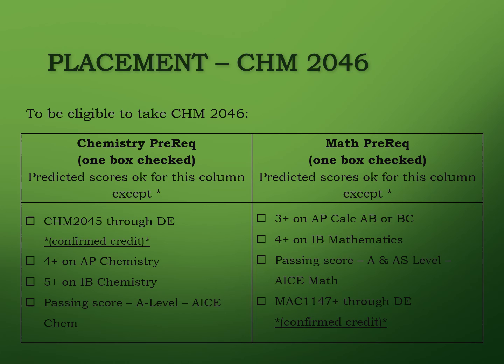So speaking of Chem 2046, we've got our columns once again, and you'll notice that they're very similar. The math column in particular looks almost identical, if not identical, to the math column that we have for Chem 2045. The big change, of course, is that in the chemistry prereq side, we can no longer use the ALEKS score as an option. We do actually have to have Chem 1, which makes sense, to be able to move on to Chem 2. But again, both columns have to have at least one check in the box in each side to be able to move forward to the class.